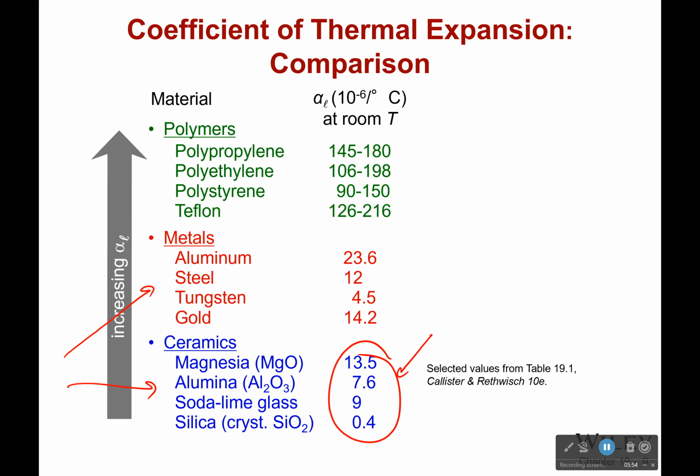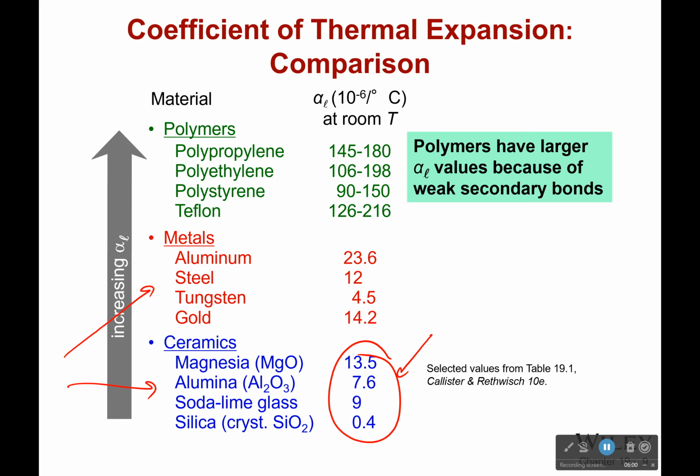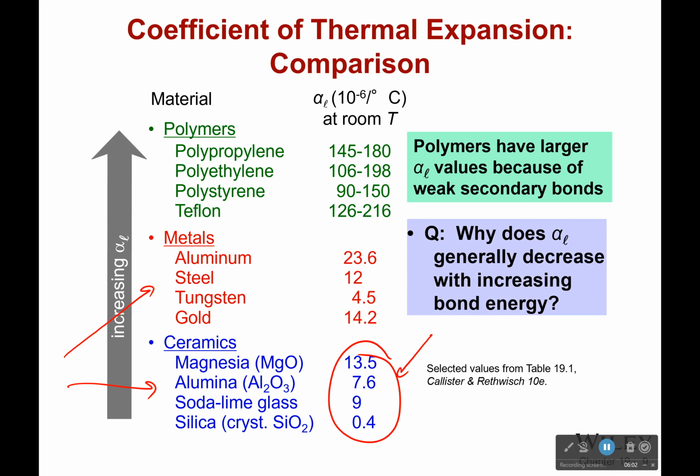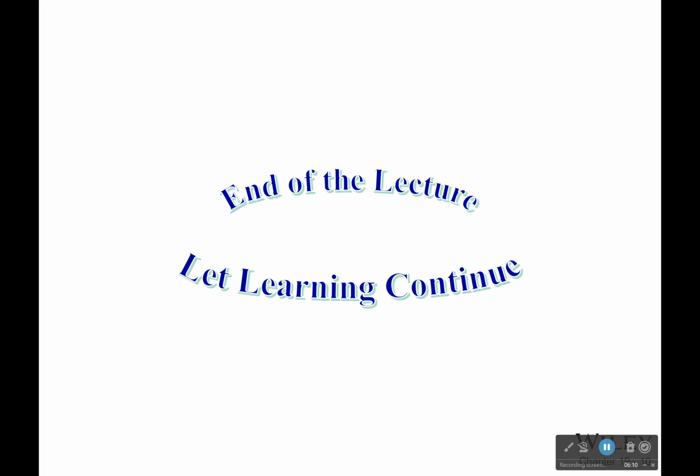You can actually look at the coefficient of thermal expansion. It's a good marker of the strength of the bond, how deep that well is. So our coefficient of thermal expansion typically decreases with increasing bond energy. The stronger the bond, the less it wants to expand.